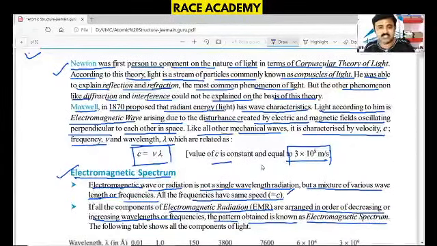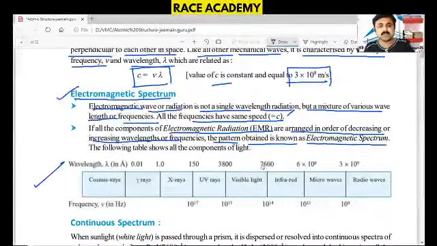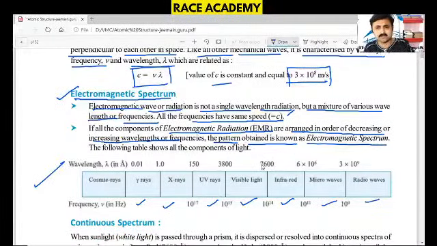Let us see the electromagnetic spectrum picture. Here we are observing cosmic rays, gamma rays, X-rays, UV rays, visible light, infrared, microwaves, radio waves and so on. Frequency is in decreasing order and wavelength in increasing order. This is called the electromagnetic spectrum.